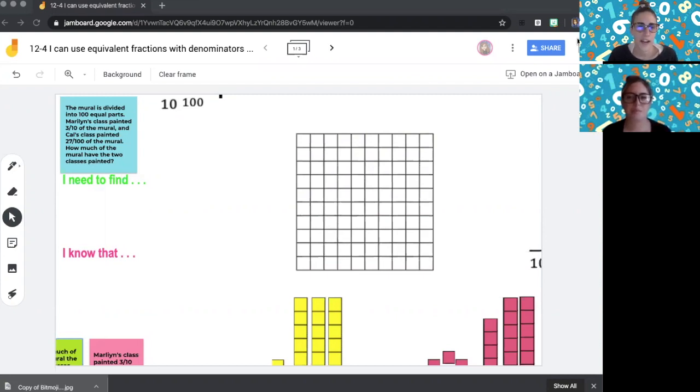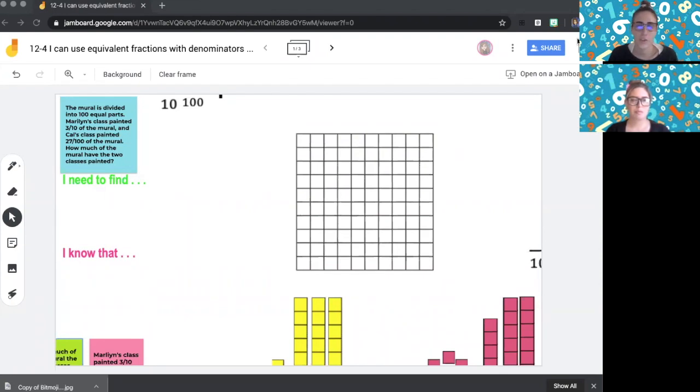The mural is divided into 100 equal parts. Marilyn's class painted 3/10 of the mural, and Cal's class painted 27/100 of the mural. How much of the mural have the two classes painted?